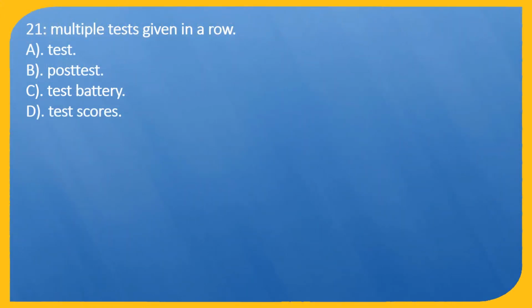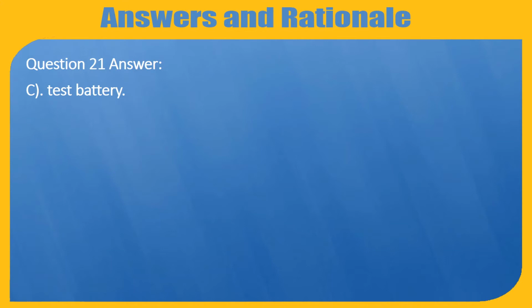Question 21: Multiple tests given in a row. A. Test. B. Post-test. C. Test battery. D. Test scores. Question 21 answer, C. Test battery.